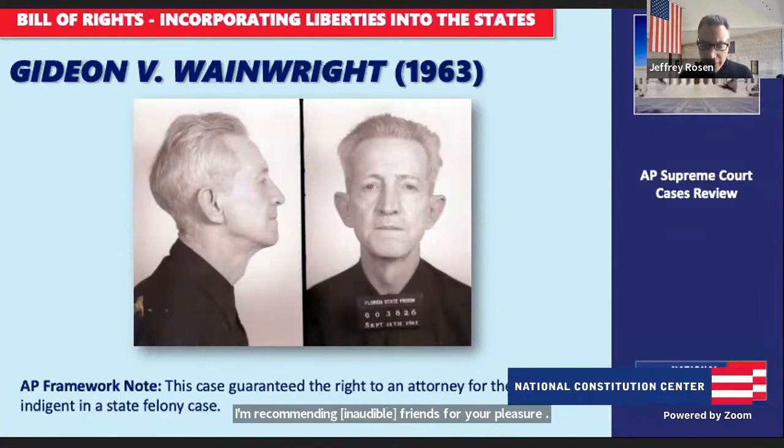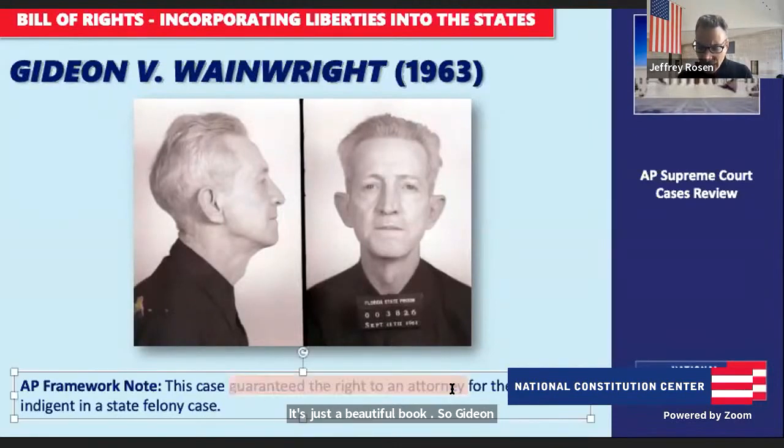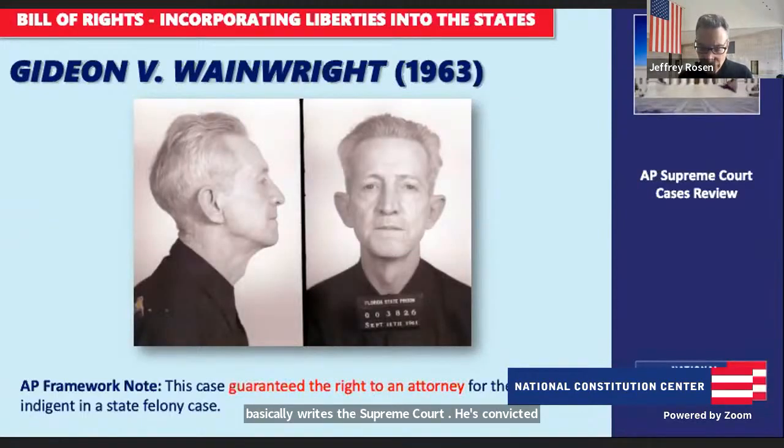So Gideon basically writes to the Supreme Court. He's convicted for being part of a pool room break-in, and he says he didn't do it, and he has a really bad lawyer and gets thrown in jail. And he is tried without a lawyer because he can't afford one. And he writes to the Supreme Court and says, the Constitution gives me a right to a lawyer. And the Supreme Court agrees.